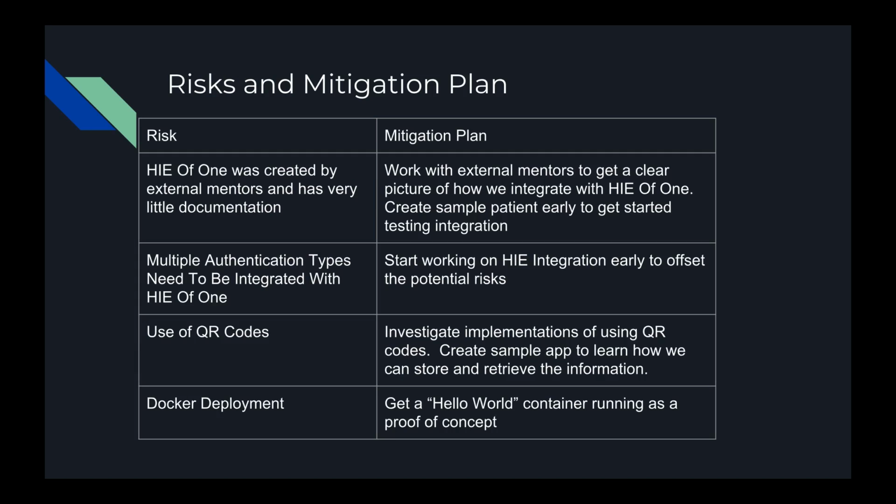In terms of risks and mitigation plans, we have listed a few here on this slide. The biggest risks involved so far are those related with HIE of One. Since it is an external resource and doesn't have a lot of documentation, it is proving to be tough to get our hands around it. We plan to talk to our external mentor for a detailed discussion to understand this application better. And we also plan to start integrating this with our app sooner than later to get more advantage.